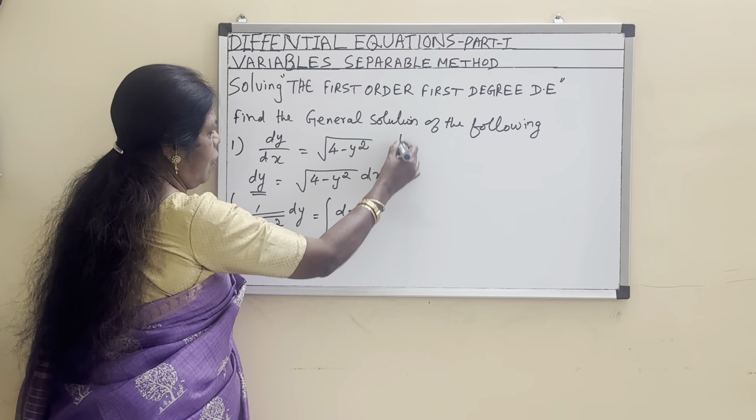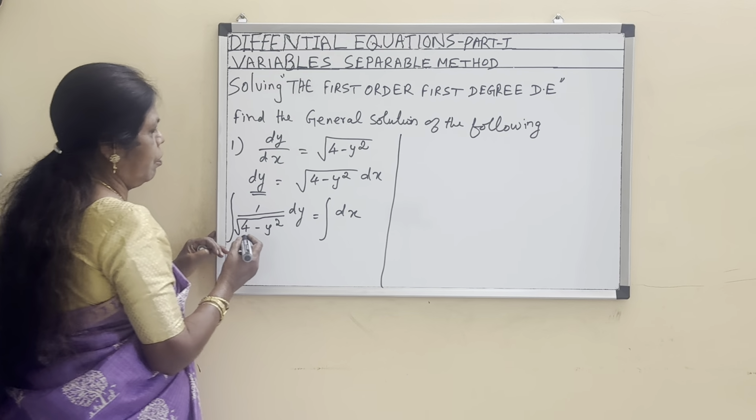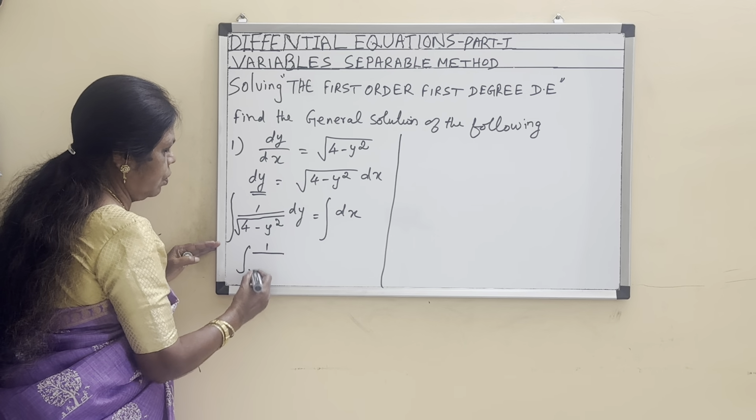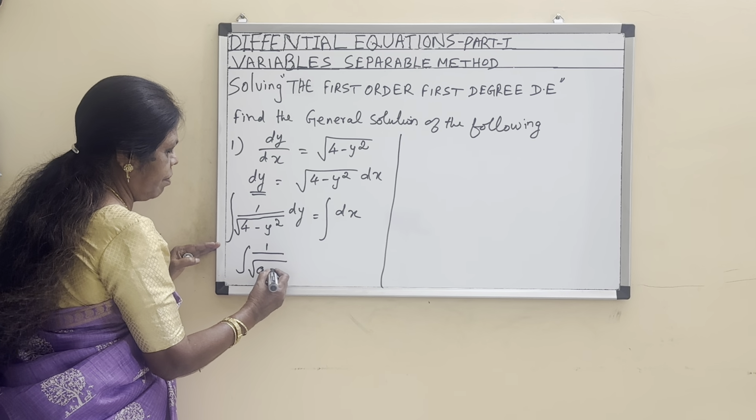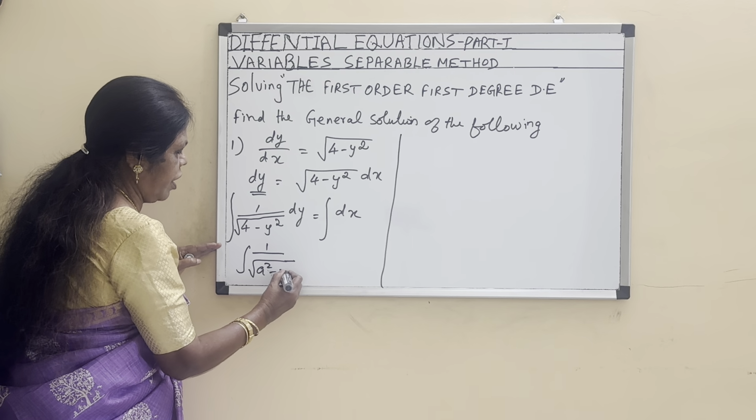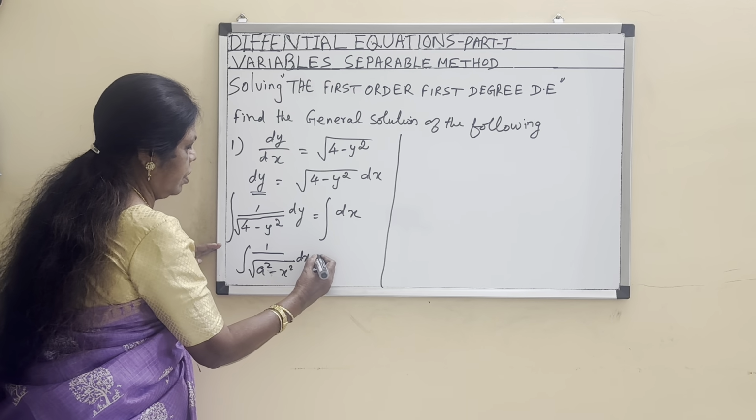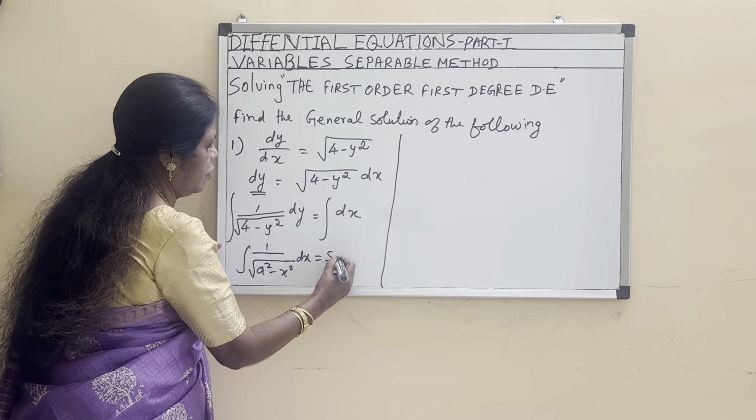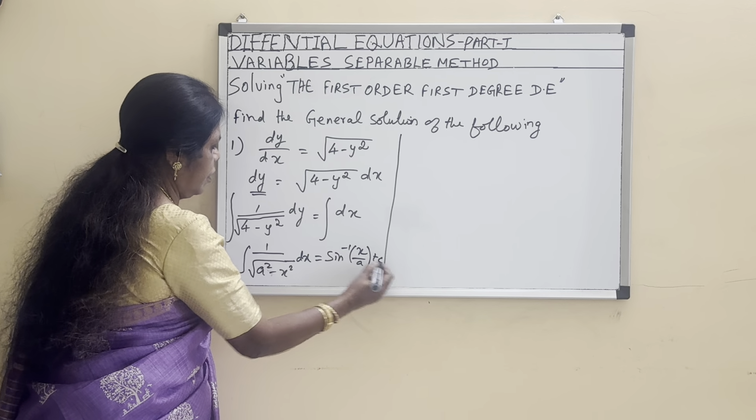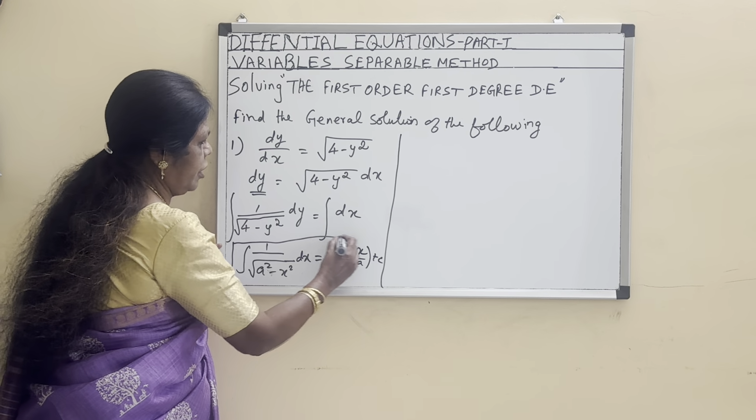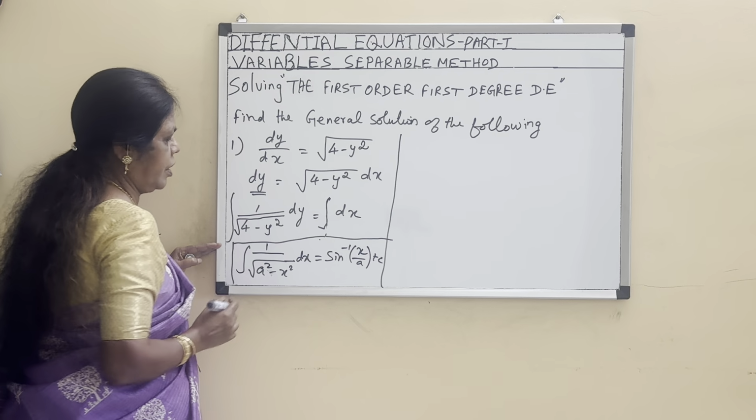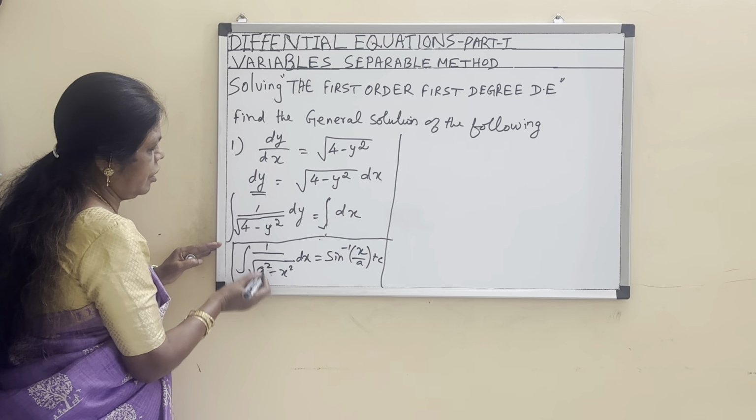Right. Now I am writing the formula. Which formula am I going to use for this? Integration of 1 by root of a squared minus x square into dx equal to sine inverse of x by a plus c. So this is the formula, so I am putting it in a box. This formula only I am going to use here.